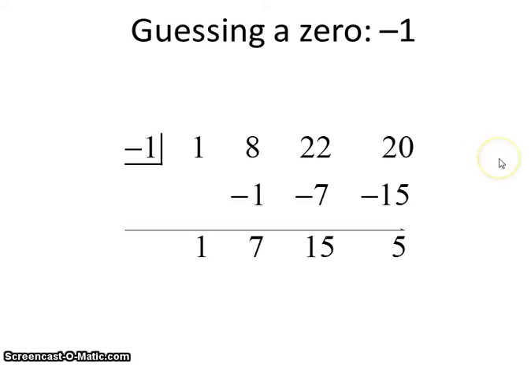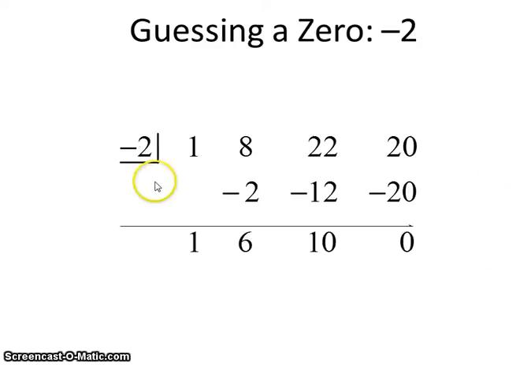So let's try negative 2. This one looks pretty good. So bring down our 1. Negative 2 times 1 is negative 2. Add, we get 6. Negative 2 times 6 is negative 12. Add, we get 10. And negative 2 times 10 is negative 20. So we've guessed negative 2 as a zero. So that means that the factor that we're going to be pulling out is x plus 2.